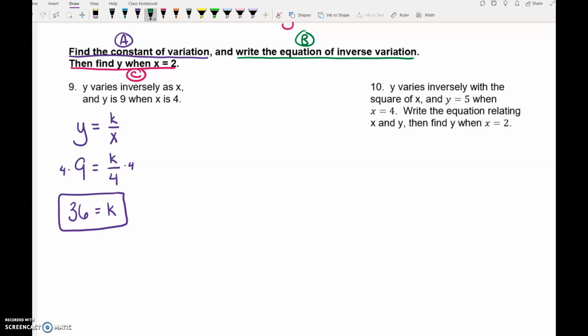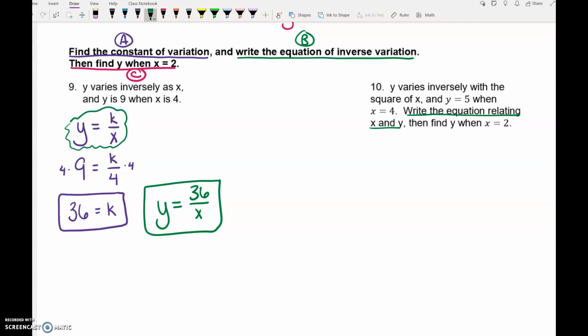Part B, in this one it says write the equation of inverse variation. It will often say something like write the equation relating x and y. So for part B, we need to actually write out y equals 36 divided by x. A lot of people forget that step. They find that k is 36 and think they're done. Make sure you actually write the equation. So you're going back up to this thing and putting what we just found our k value to be in there. Then part C, find y when x is 2.